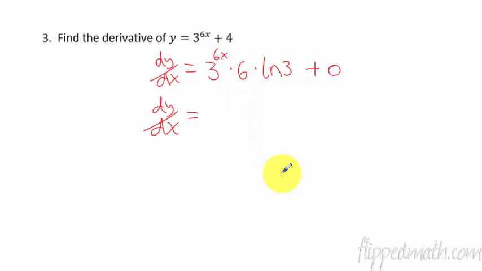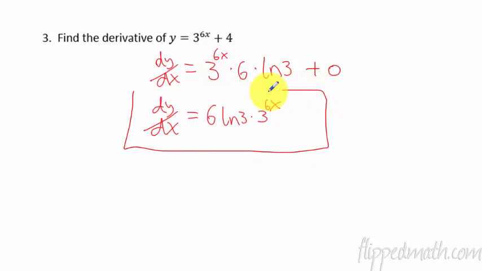Okay, so what can we do with this answer? It really depends on how you want to write this. I'd probably write this as 6 natural log of 3, and then times 3 raised to the 6x. The exponential is probably best to keep last so you can tell that the 6x is the only thing that's up there in the exponent. All right, done with exponential function derivatives. That's it, halfway through the lesson. That's how quick that is.